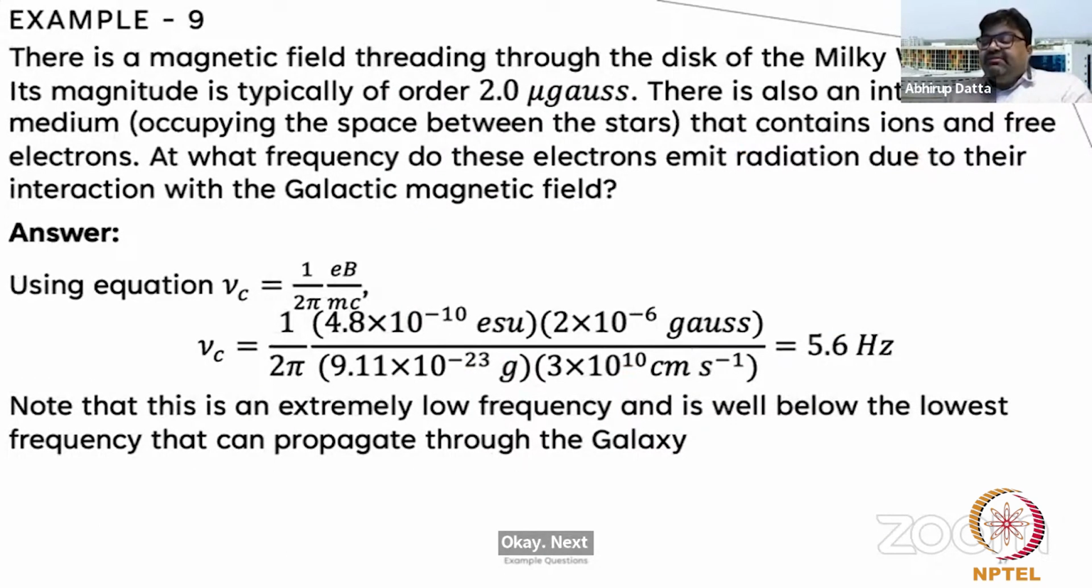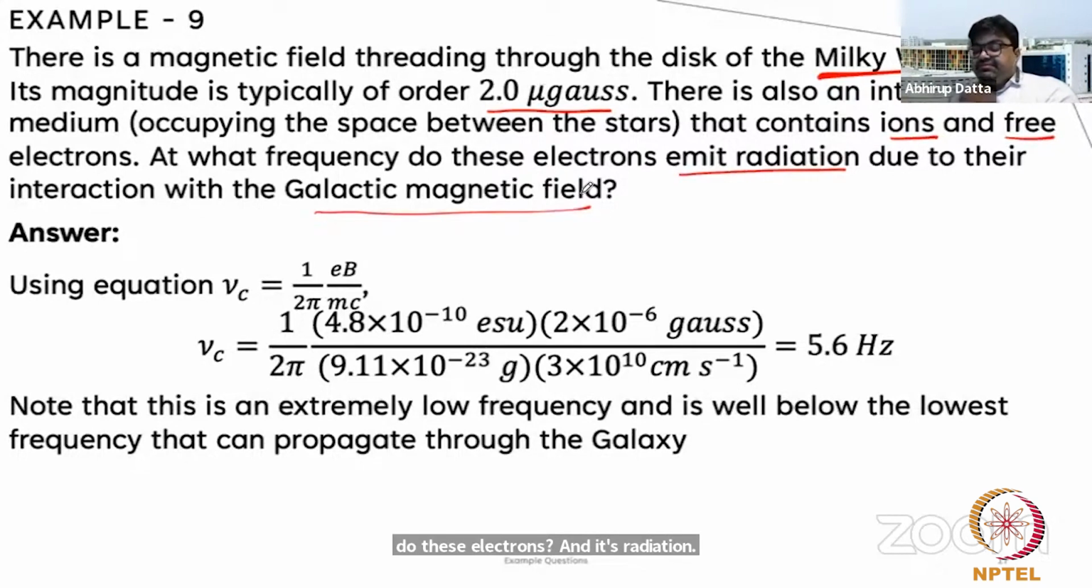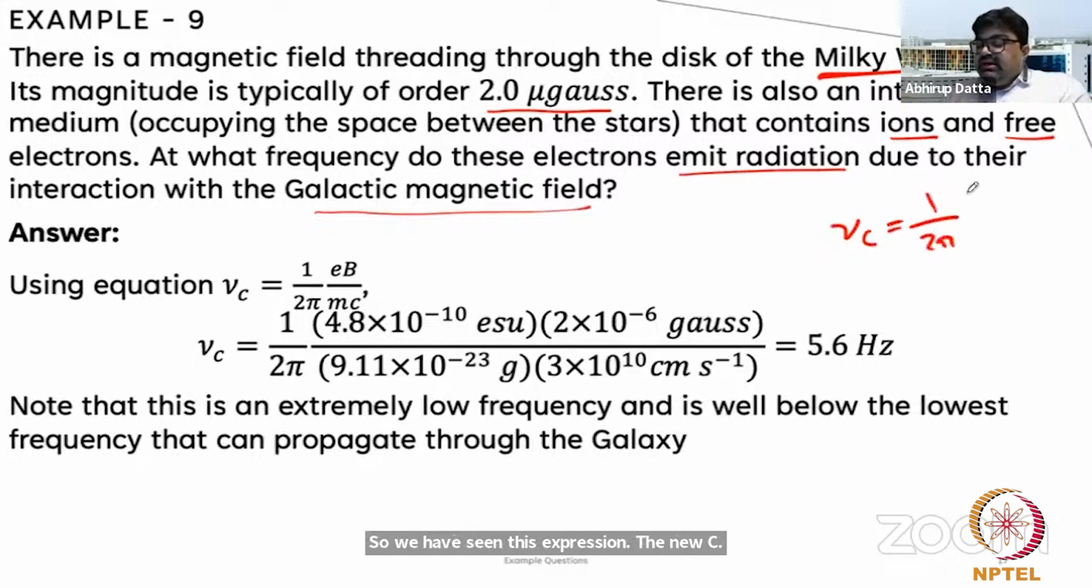Next question. There's a magnetic field threading through the disk of the Milky Way galaxy. The magnitude is typically of the order of 2 microgauss. There is also an interstellar medium occupying the space between the stars that contains ions and free electrons. At what frequency do these electrons emit radiation due to their interaction with the galactic magnetic field? So we have seen this expression. The nu C is nothing but 1 over 2 pi times e times the magnetic field over m c.